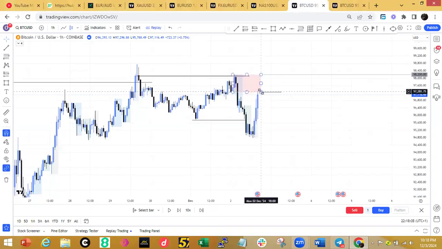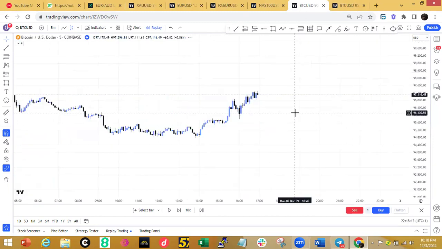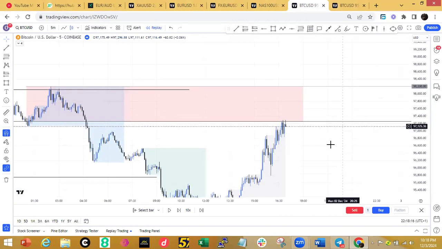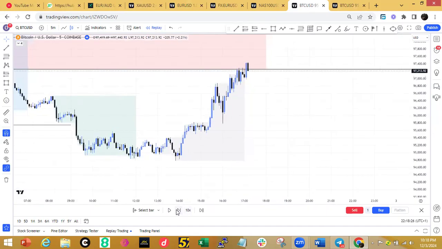The moment price comes into this level, you drop down to your M5. You want a tight sniper entry, drop down to your M5. Once you drop down to your M5, you want to see price action that makes sense. You want to see a sweep and a break to the opposite direction. You want to see a change of character. You want to see a market structure shift.